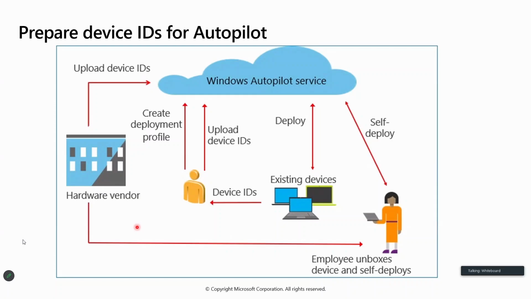Okay, so for a brand new device, you could get your device ID from your manufacturer. The manufacturer could supply the device IDs to you. They might do that as a block of device IDs, and then you upload those into your Intune, or you can get them to upload them for you on your behalf. So you give them some sort of account that enables them to upload it into your Intune.